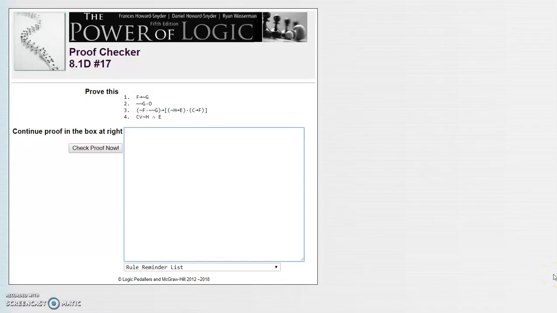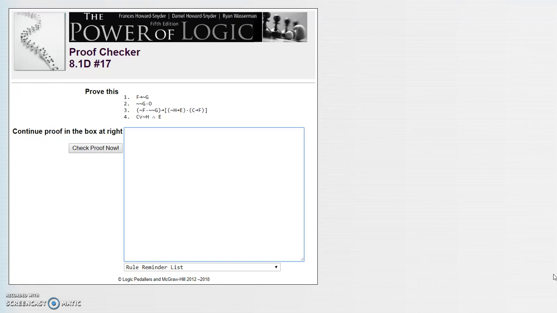Hi everybody. We're looking at 8.1D number 17 from your logic homework. We're going to try to prove something from these four premises. We're going to try to prove that E is true, and our premises are: 1, if F then not G. 2 is a conjunction: not G and O.